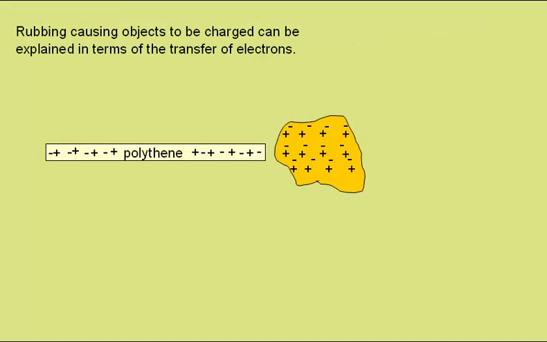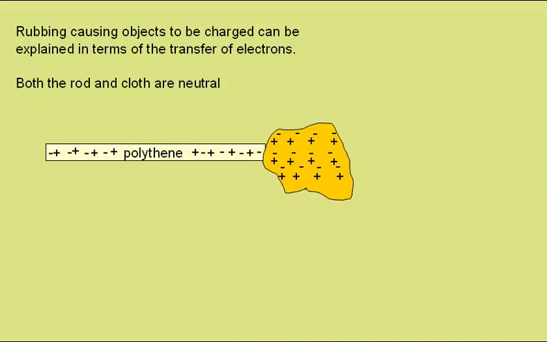Rubbing causing objects to be charged can be explained in terms of the transfer of electrons. Here we have a polythene rod with equal numbers of positive and negative charge, and a cloth also with equal numbers of positive and negative charge. Both the rod and the cloth are neutral.